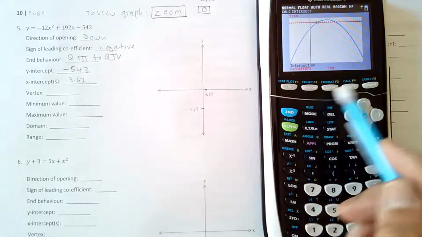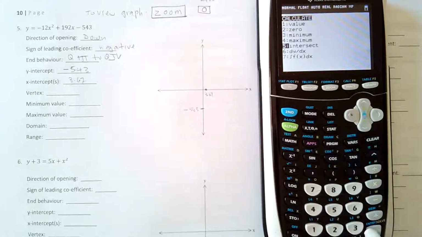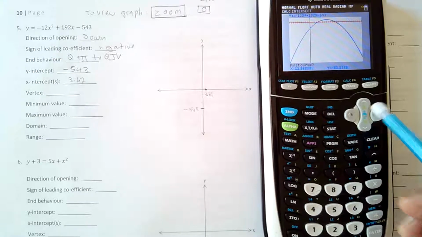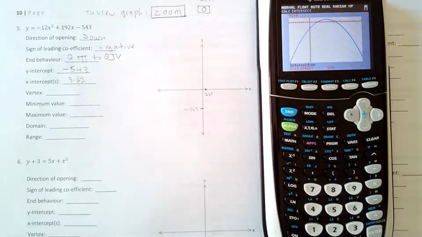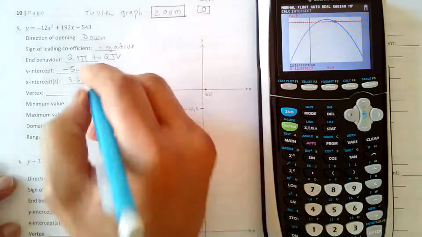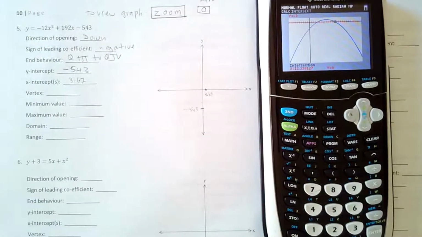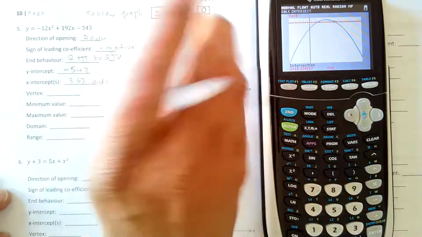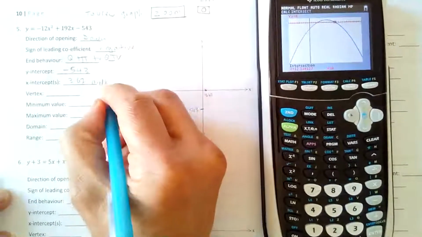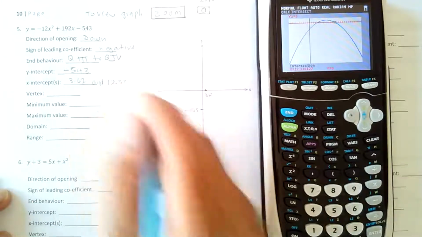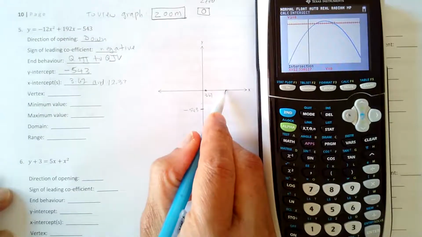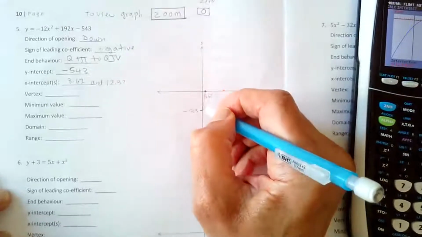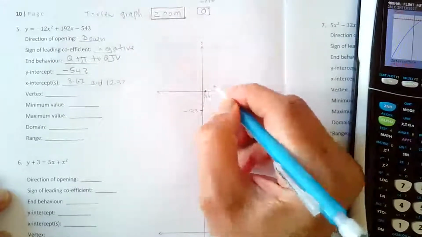we'll do it again. Trace, intersect, move over to the right. Press enter 3 times, and it's 12.33. It's not drawn to scale, obviously.